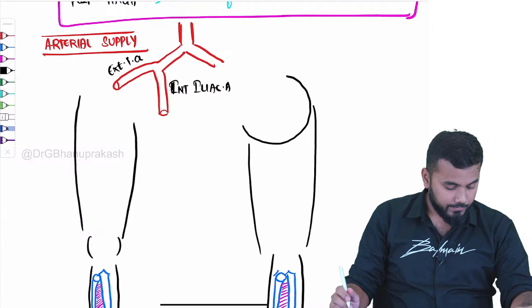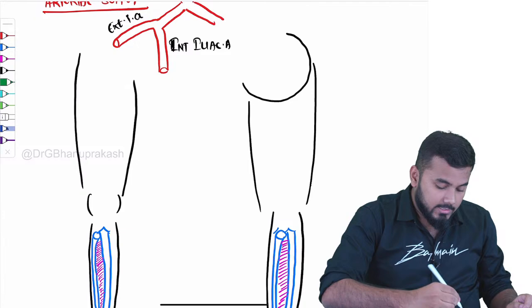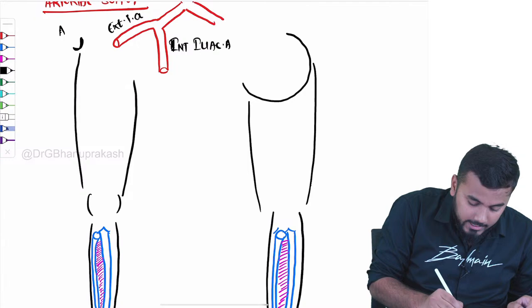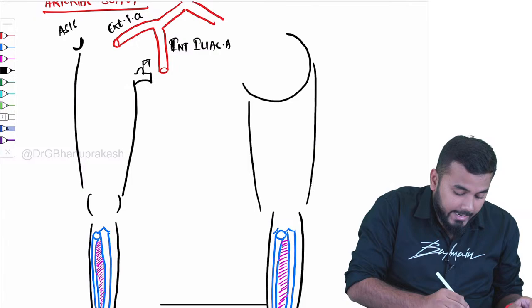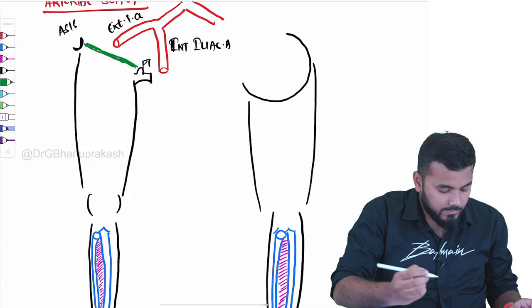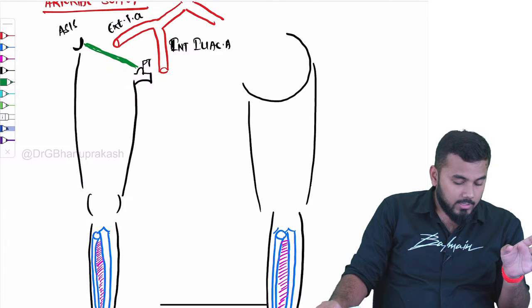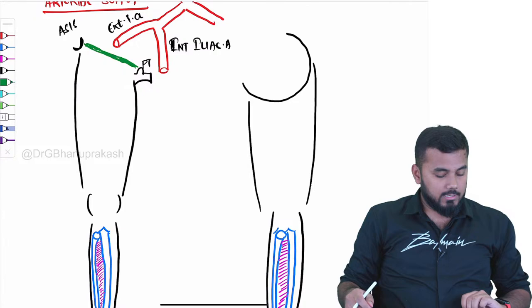Now this external iliac artery, I have told you previously that from the anterior superior iliac spine to the pubic tubercle, you remember this was your anterior superior iliac spine and here you have your pubic tubercle. Connecting both of them, you have a ligament. Please comment down, what is this ligament, guys? Very good, perfect, excellent. This ligament was called the inguinal ligament.